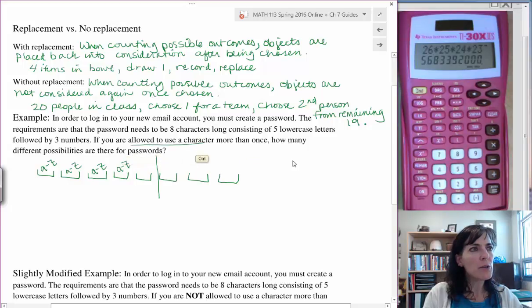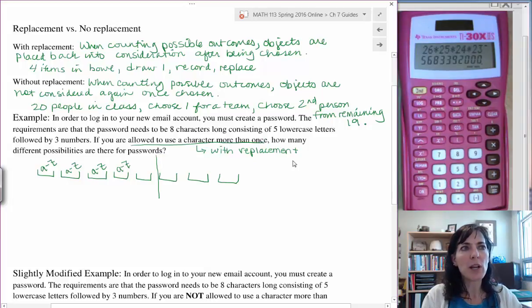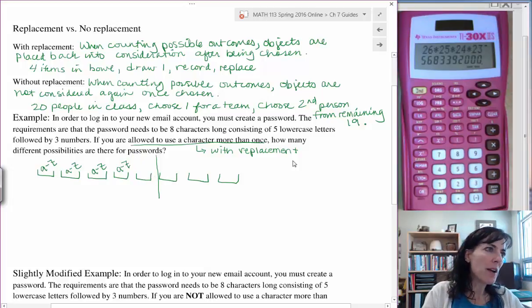You're allowed to use a character more than once, so that means we're doing with replacement. Once we use a character, we're putting it back into the pool of available characters. So we still have A to Z for every character in our password.